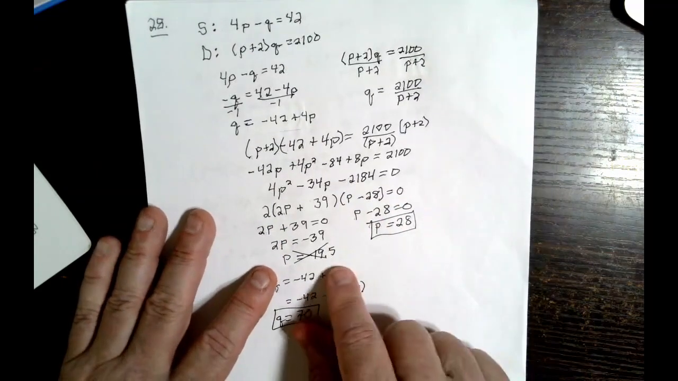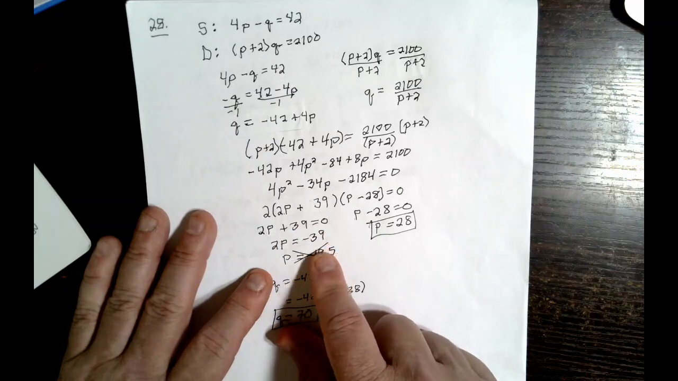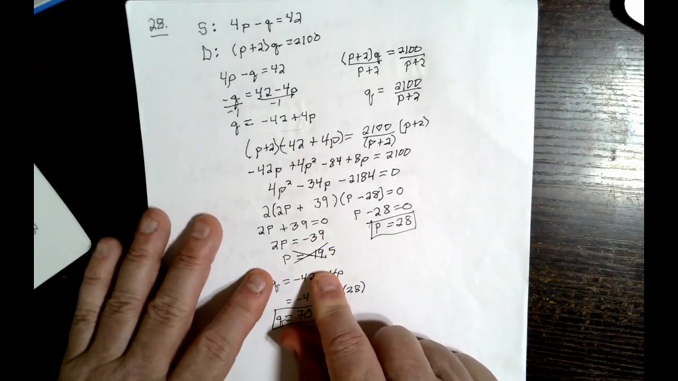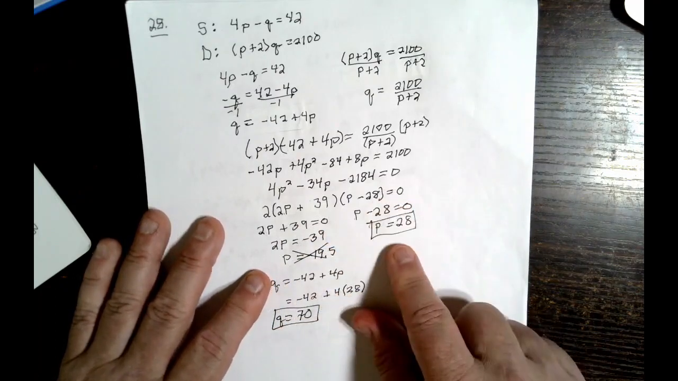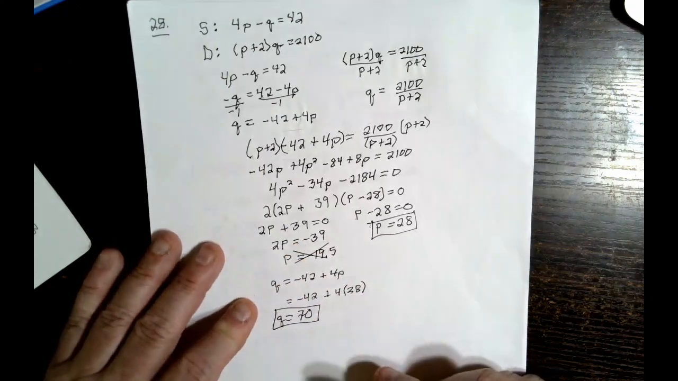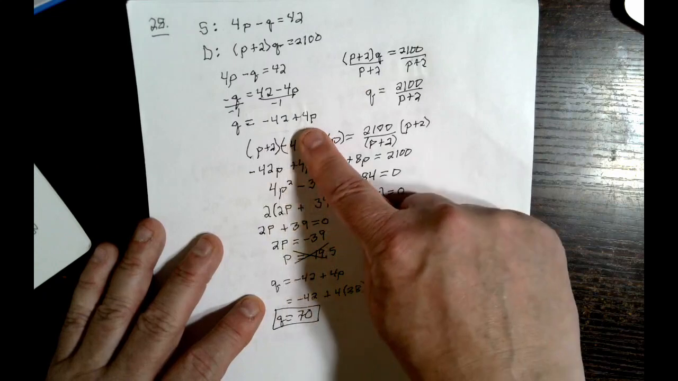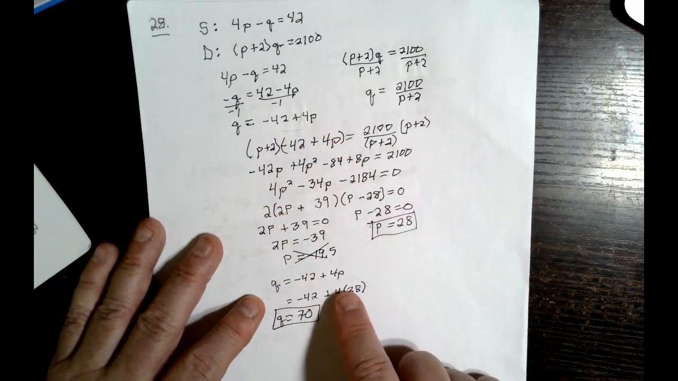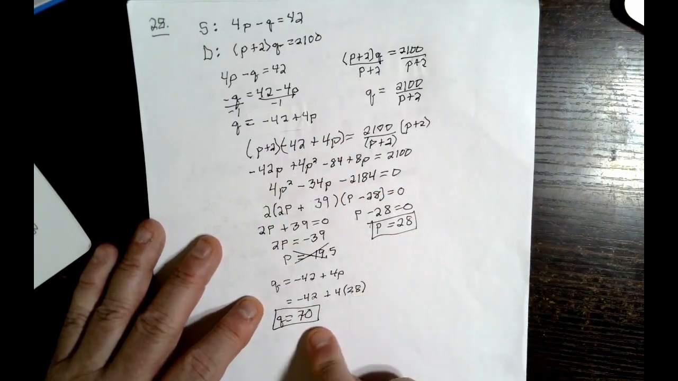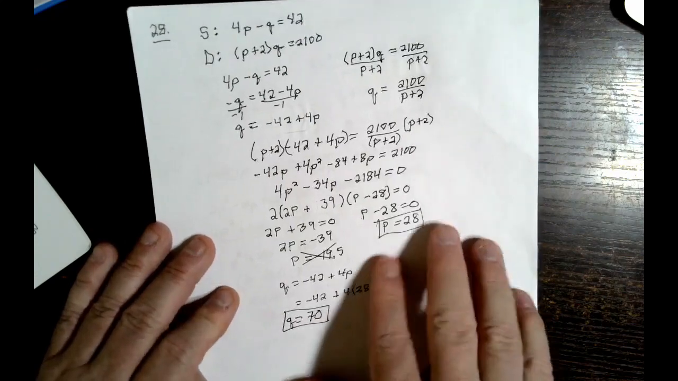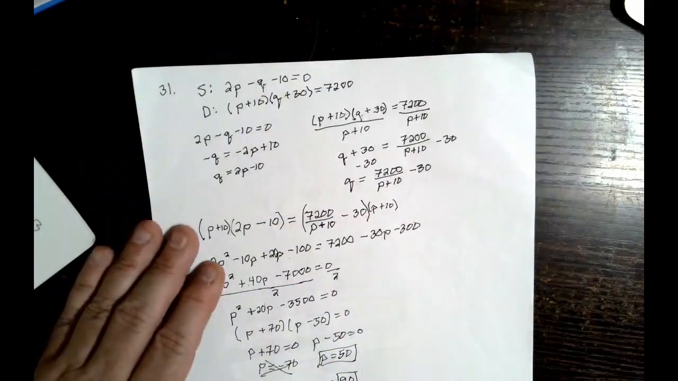Factoring is too hard. So when you set it equal to 0 and solve, you get negative 19.5 or positive 28. So negative 19 is out. And so then for quantity, I used this one, minus 42 plus 4p, where we now know p is 28. So quantity is 70, and the price is $28.